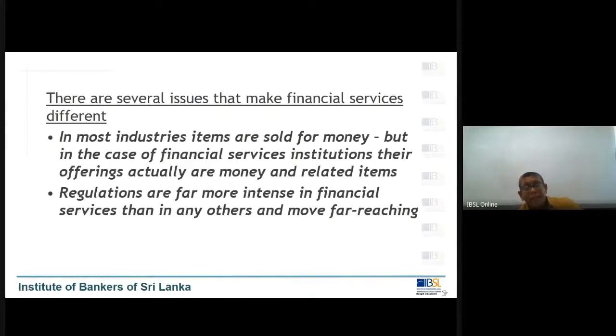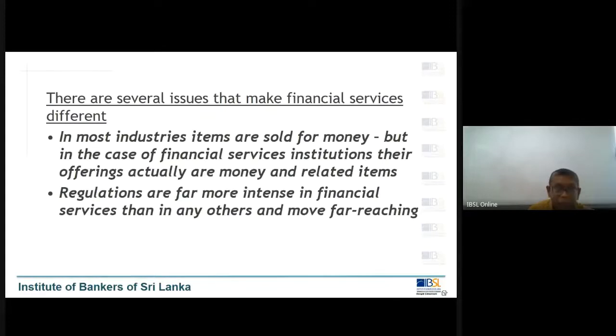So there are several issues that make financial services different, not like any other businesses. We are selling financial products now, so it is a little difficult, not like selling sunlight or any goods. Why are financial services different? One factor: in most industries, we are selling items or goods for money. But in financial services, we are selling money. The moment you say money, it's very sentimental, very appealing. Everybody is very concerned about the money.